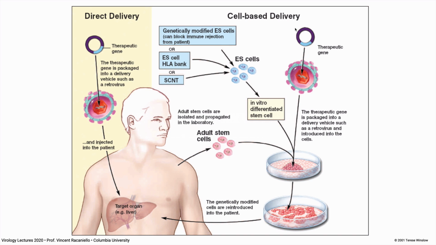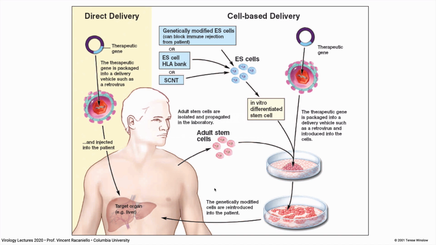But another approach is cell-based, where you take cells out of the patient. You could take stem cells. You can purify these from the blood. You can put them in culture. Then you can take your virus with the gene of interest, infect the cells, make sure they're infected, check protein production, expand them, and then you reintroduce them. And because they're stem cells, they're going to populate the human and make the progeny of various sorts. So that's good that they have the gene.